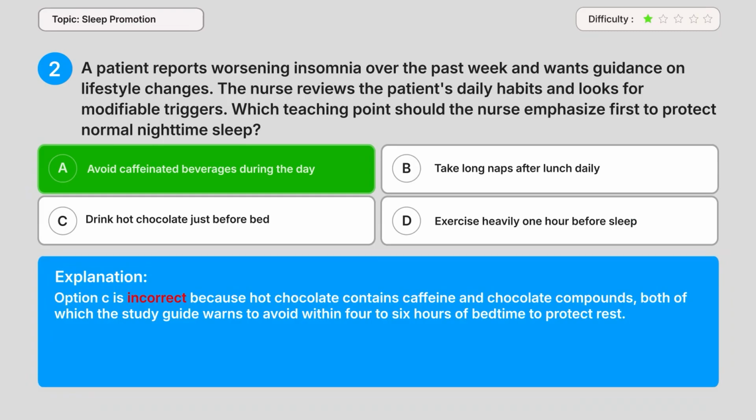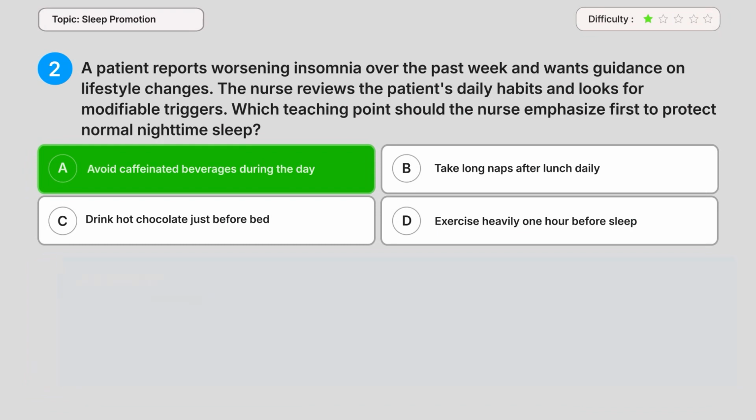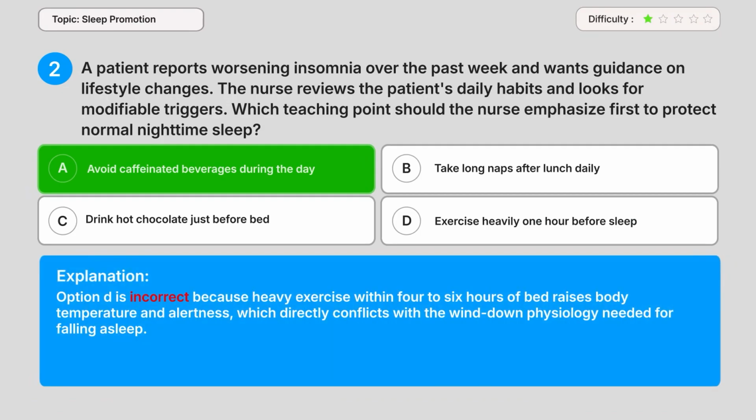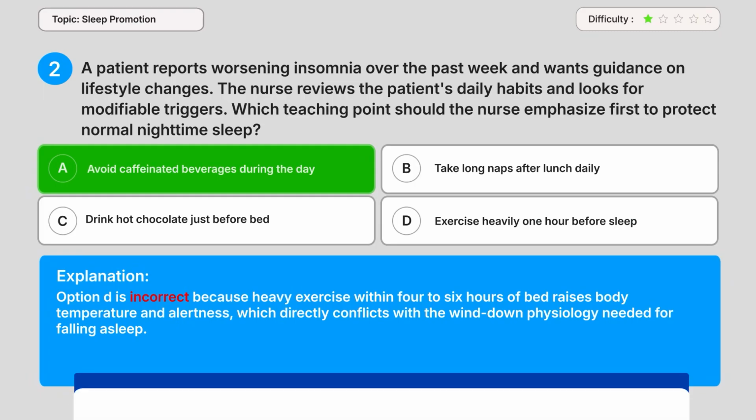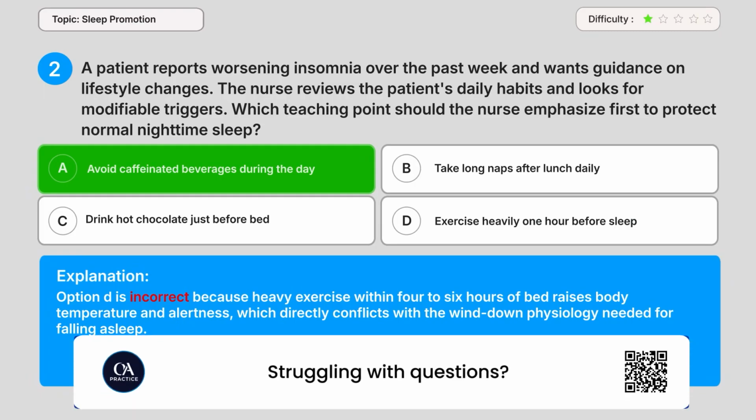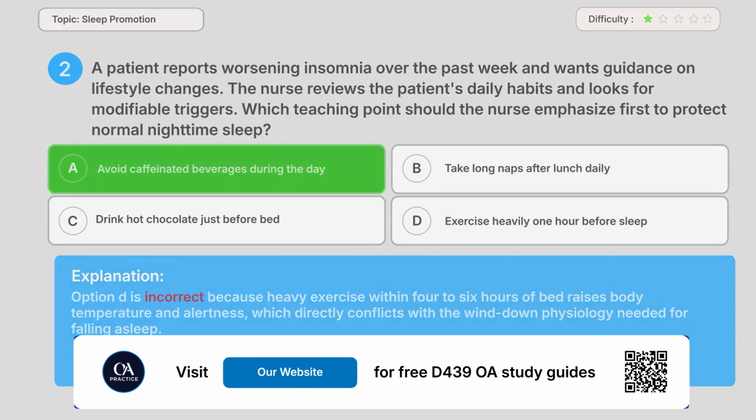Option C is incorrect because hot chocolate contains caffeine and chocolate compounds, both of which the study guide warns to avoid within 4 to 6 hours of bedtime to protect rest. Option D is incorrect because heavy exercise within 4 to 6 hours of bed raises body temperature and alertness, which directly conflicts with the wind-down physiology needed for falling asleep.